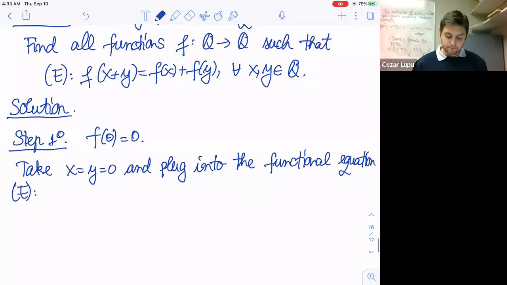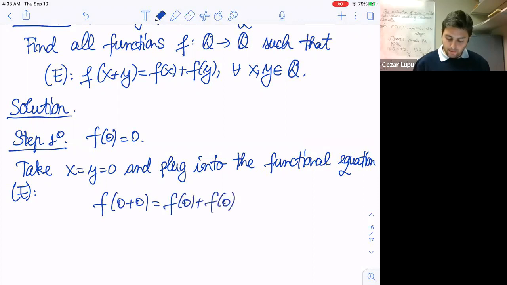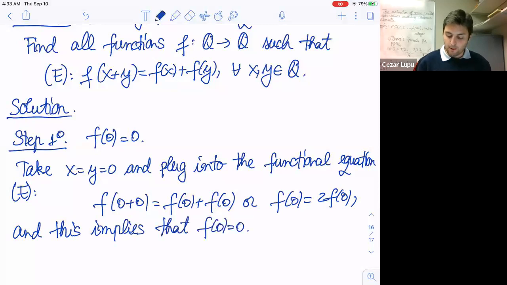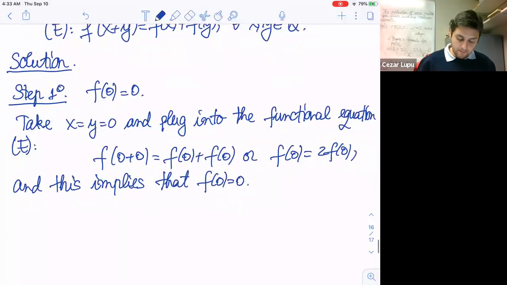So what do we get? We have f of 0 plus 0, which is f of 0 plus f of 0, or f of 0 is 2f of 0. And this implies that f of 0 is 0. All right, that's step 1. That's great. That was easy.